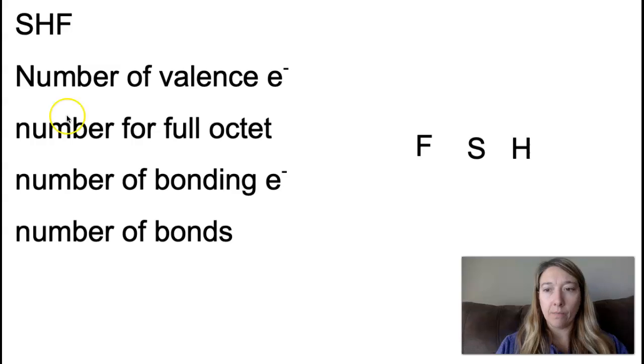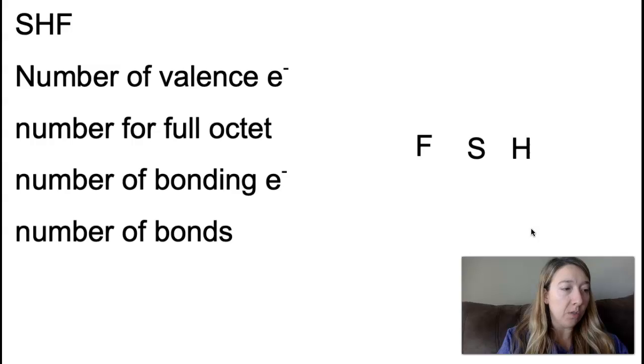So now that we've decided on the orientation of our atoms, the next thing we need to do is actually start to figure out how many electrons and stuff we have. So we're going to start at number of valence electrons.